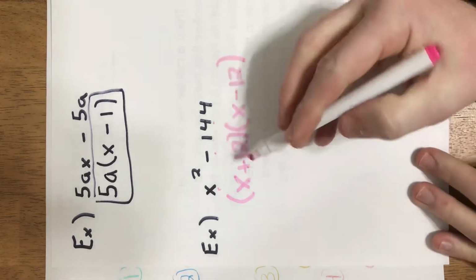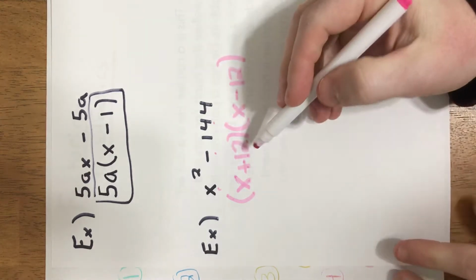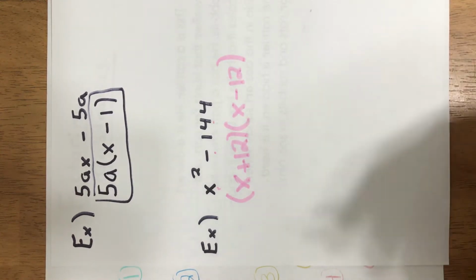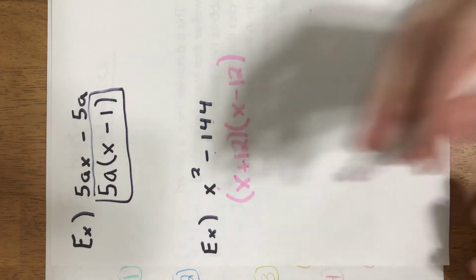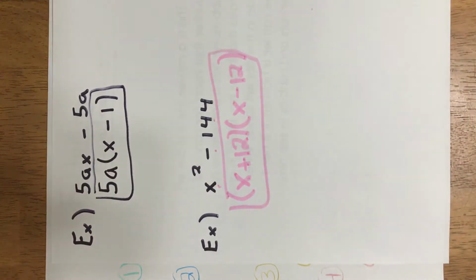Now I am going to look at these individual things just to see if I can go any further. Okay, x plus 12, that's not a difference of perfect squares. x minus 12, also not a difference of perfect squares. I can't take the square root of either one of them. So this right here will be my final answer. We will see some examples later on where you can keep going. So I want to point out how you want to keep looking for those things.